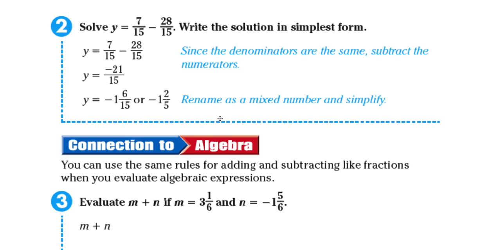Okay, so we rename as a mixed number, and then we simplify. Actually, you can simplify first, okay, and then put it into a mixed number. Because if you notice, negative 21 over 15, if you simplify, is the same as negative 7 over 5. And if you convert negative 7 over 5 into a mixed number, that is the same as negative 1 and 2/5. So you can simplify that improper fraction and then put it as a mixed number. I find that easier than converting it into a mixed number and then simplifying it.